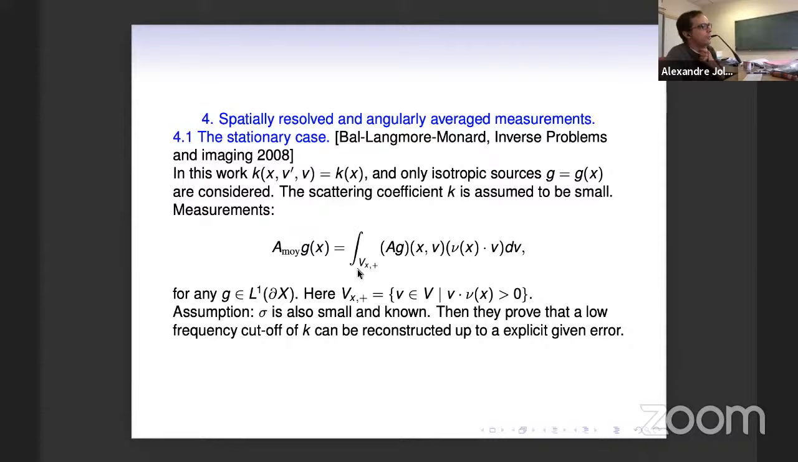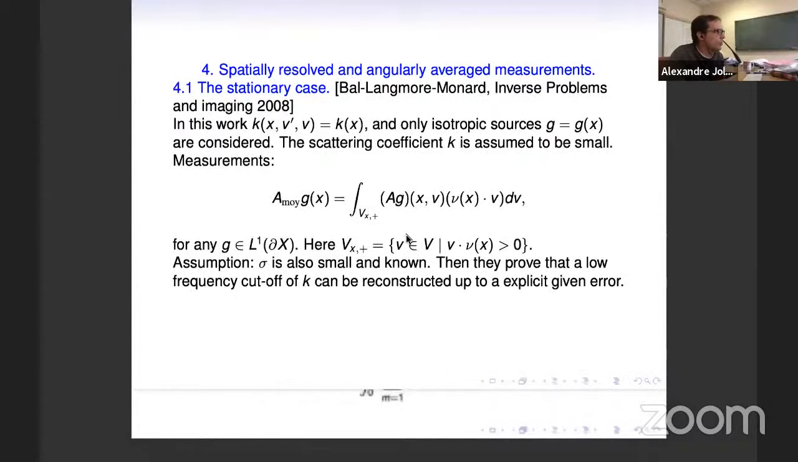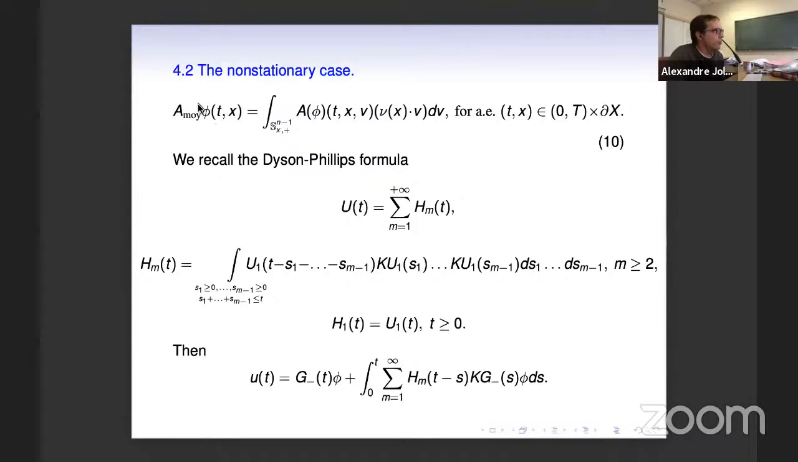So what I have done in that subject is to consider the non-stationary case. Our average measurements are now given by time-dependent sources, which are isotropic in X, and you again have the same measurements, but time-dependent. If you use the Dyson-Phillips formula, which is an expansion of the semigroup U, then you have this explicit expression for any term HM, given by this integral. You can put this expansion into the formula for the unique solution U with boundary condition given by phi, the light source phi, and you end up with this formula.